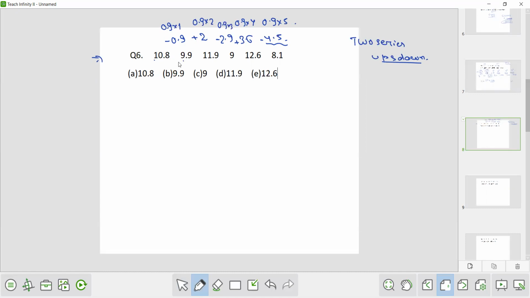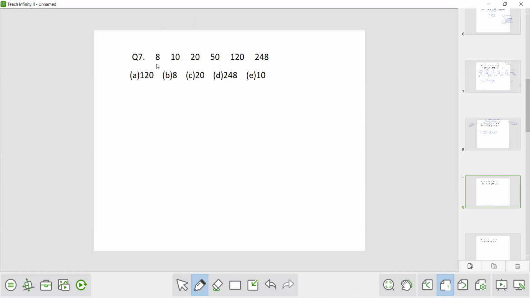So here you will add 9.9 plus 0.9 into 2, which is 1.8. It will not be plus 2. So this is your wrong. So your answer will be 11.7 instead of 11.9. So answer is, which is wrong? 11.9 is wrong, D. In the exam, you don't have to calculate all this, 9.9 plus 1.8. You only have to analyze which number is wrong. So here 11.9 is wrong. You will directly take it. And this will take barely 20 to 25 seconds to solve any question.